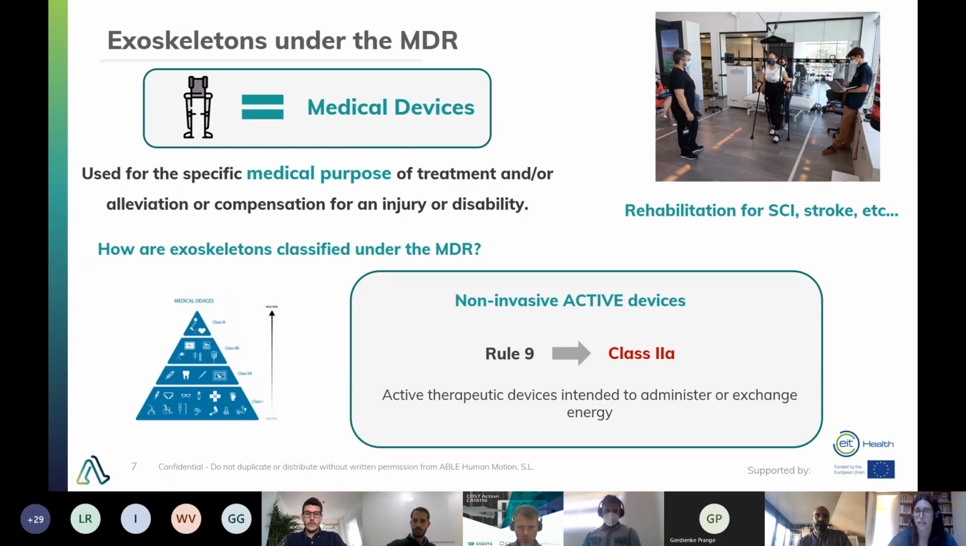So most likely, an electrically powered exoskeleton will be classified as class 2A, as it meets rule 9 of classification, which is defined in the MDR. So they are non-invasive devices which are active because they administer and exchange energy with the human body.